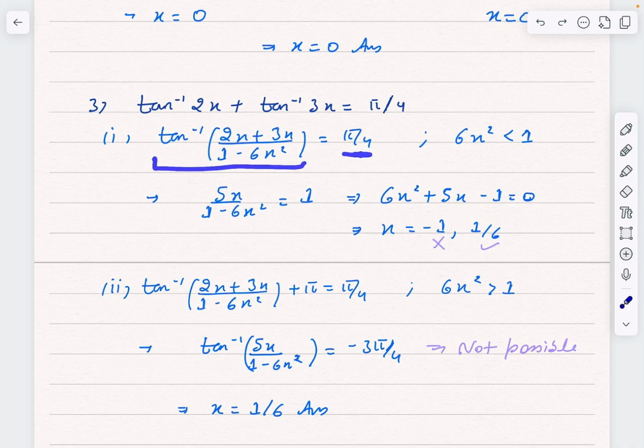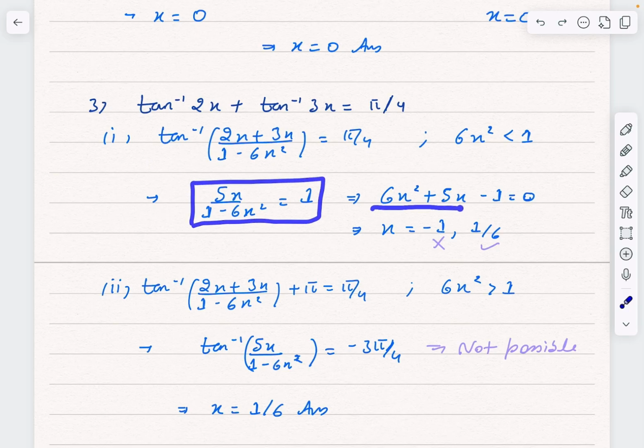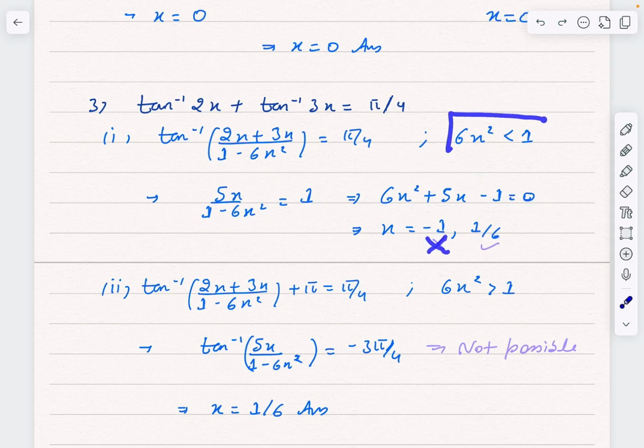So it will be equal to pi by 4. That is only possible if this thing is equal to 1. We got a quadratic 6x square plus 5x minus 1 equal to 0. Roots will be minus 1 and 1 by 6. And like I told you, negative value is not possible. Plus 6x square should be less than 1 also. So 1 by 6 will be the only solution which will satisfy this.